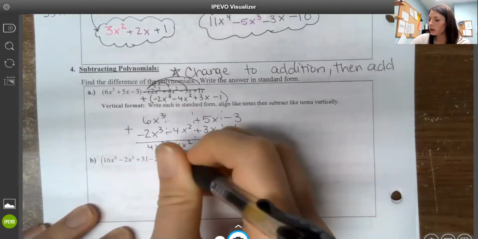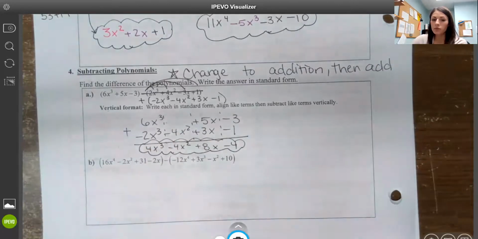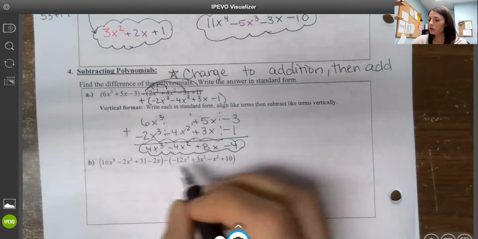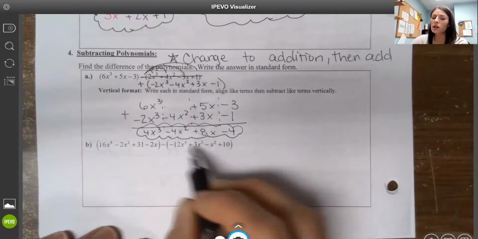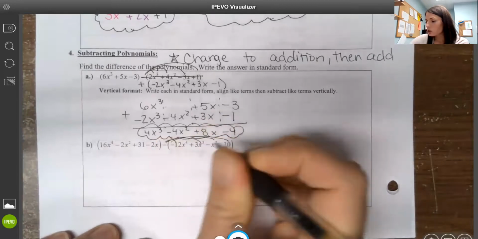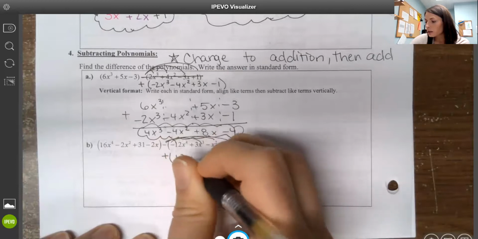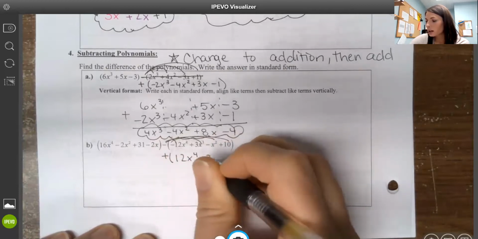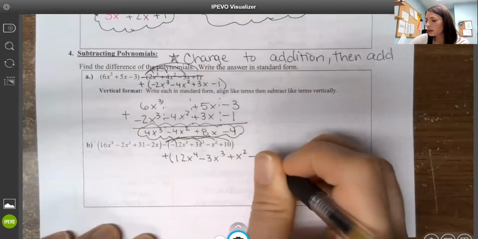Okay, so once I've changed it to addition, I'm really doing exactly what we did up above. But always, always change it to addition. If not, like 99% of the time, if you don't try to change it, you mess up a sign over here. So changing to addition, distributing that negative through, makes this adding positive 12x to the 4th, negative 3x cubed, positive x squared, and -10.